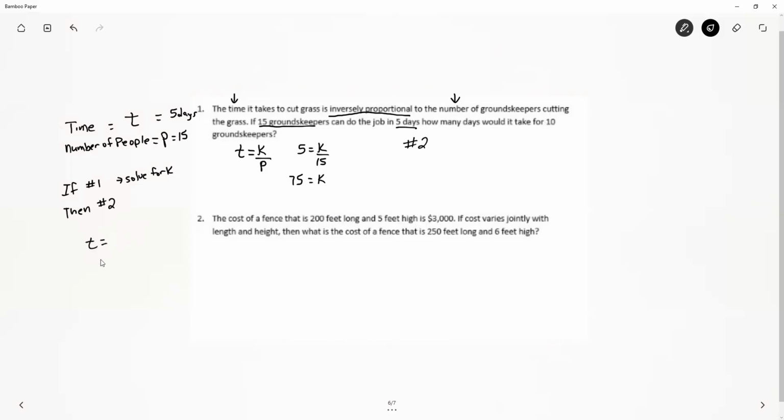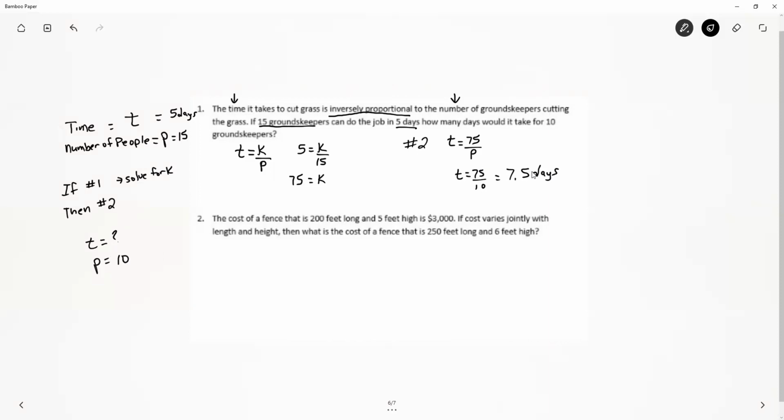So T is equal to... well, in this case, 10 groundskeepers refer to the number of people, so P is 10. The T is what I'm solving for. So my new equation looks like this: T is equal to 75 over P. And then I was given that P was 10. So T is equal to 75 divided by P, which is 10. So that's 7.5. And what are we referring to? Well, T is time, and this is in days.